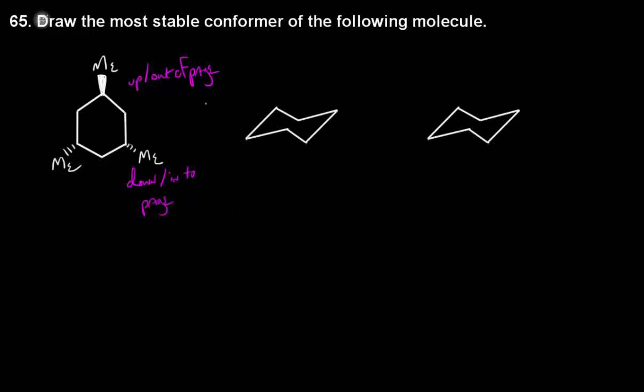Okay, so question 65, draw the most stable conformer of the following molecule. So there are a couple of things for this molecule. The way that your book has the cyclohexane ring drawn is in this very overhead-like view. So you have 1, 2, 3, 4, 5, 6 carbons here, and it looks like it's planar.